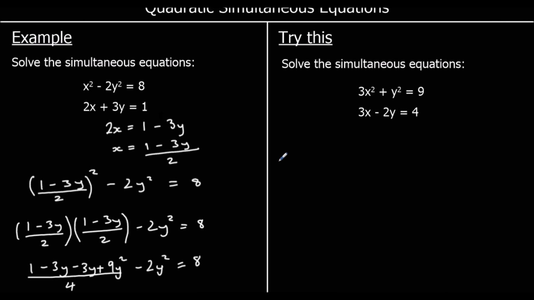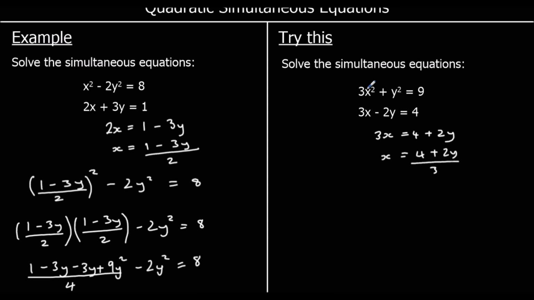Okay, one for you to try. So give this one a go. So we need to make our second equation, our linear equation, either x equals or y equals. So it doesn't matter how we do it. If we plus 2y to both sides, and then divide by 3, we've got 4 plus 2y over 3. So that's x.